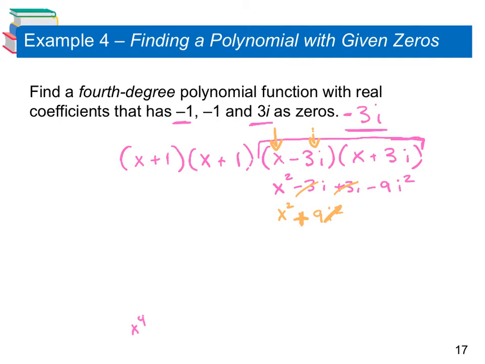Now we can take the first two factors here and FOIL them out. Okay. So now we're FOILing out the first two. So x squared plus x plus x plus 1. If we combine our like terms here, we have x squared plus 2x plus 1.